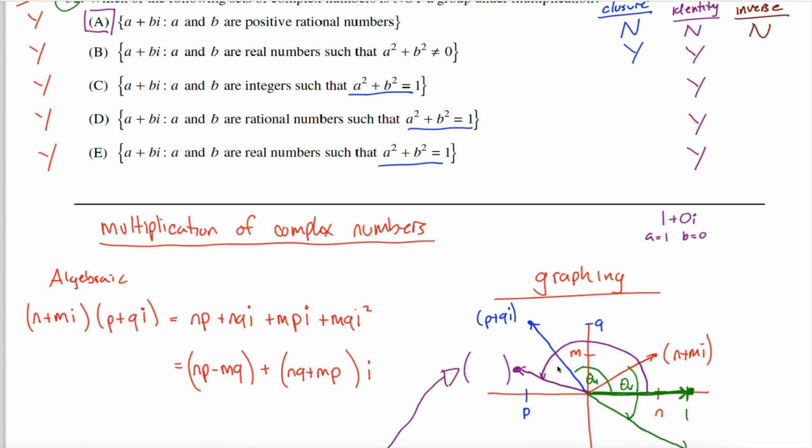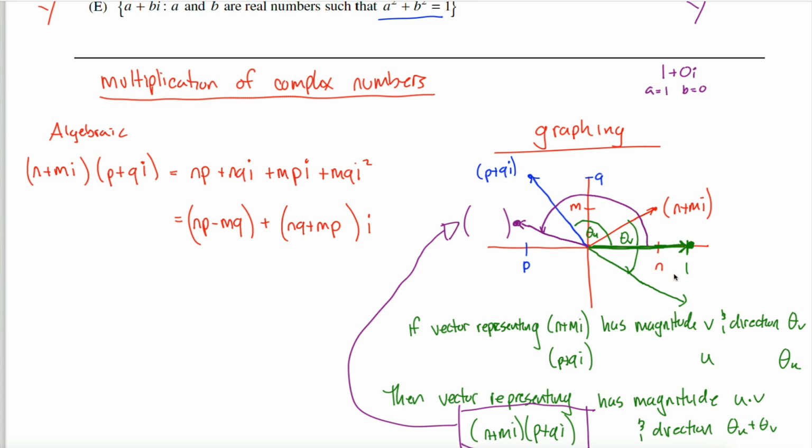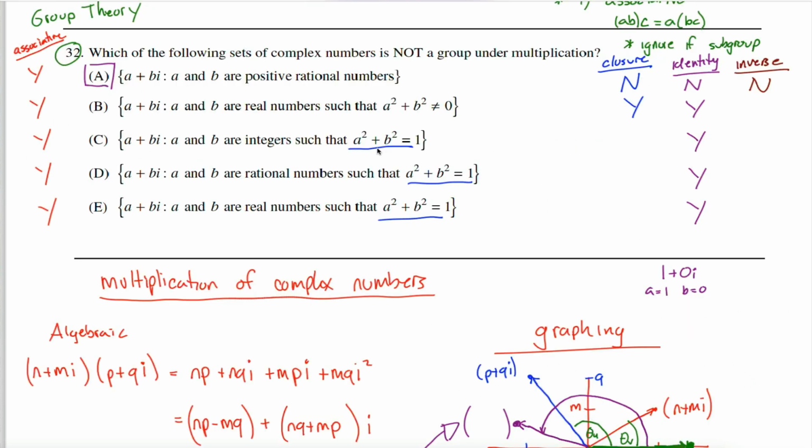Well, if a squared plus b squared equals 1, the magnitude of the vector is 1. So if I multiply two complex numbers whose vectors have magnitude 1, the vector representing the product will have magnitude 1 times 1, which is 1. So a squared plus b squared will be equal to 1. Right, but what about integers or rationals or reals?